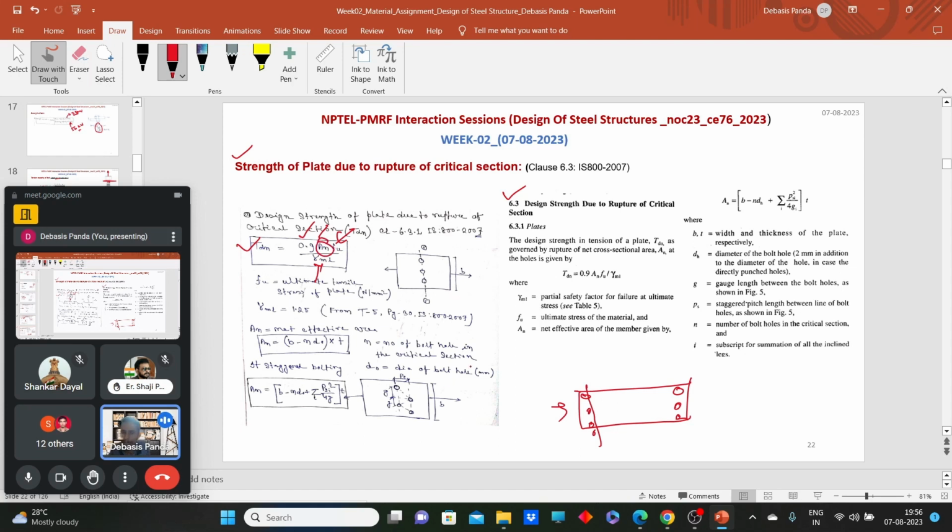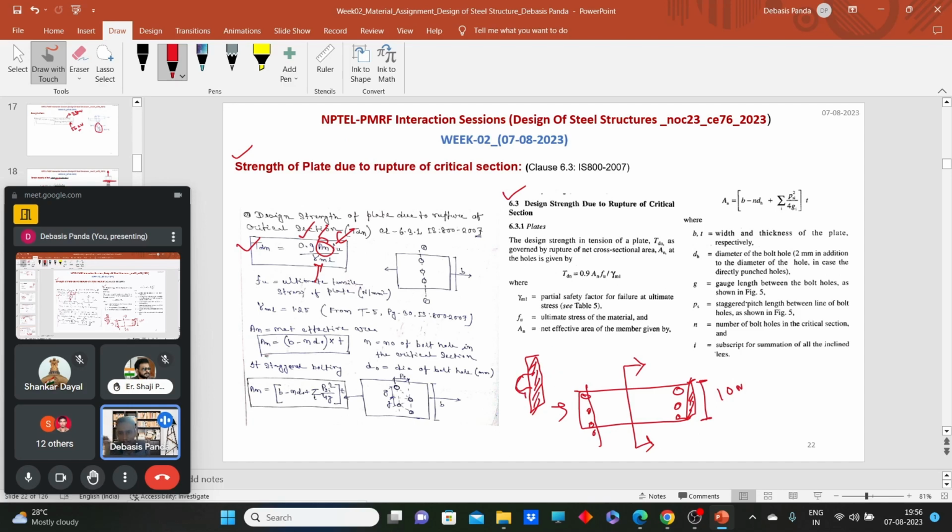What is that An? It is the net effective area. So for example, if I look at this section, say consider this is a plate with width 10 mm and thickness 5 mm. Now, if I cut this section here, the cross section will look like this, gross cross section B into T. Now, if I make a hole here, I am reducing the area. How much am I reducing the area? If I make one bolt hole here, I am reducing one hole's area.